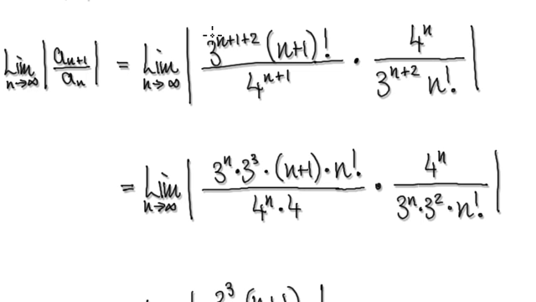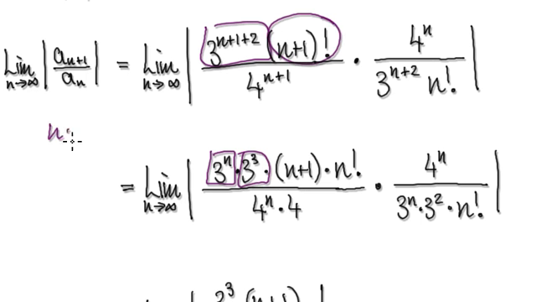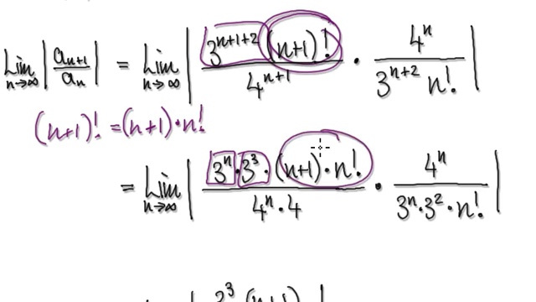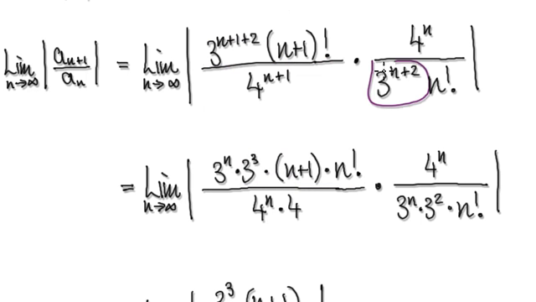Visualize this thing here as a block times another block, and remember, (n+1) factorial is the same as (n+1) times n factorial. So rewrite this as this thing here, and rewrite this as a block of 3 to the power of n times 3 squared times this thing here, and then visualize this as one block multiplying another block.